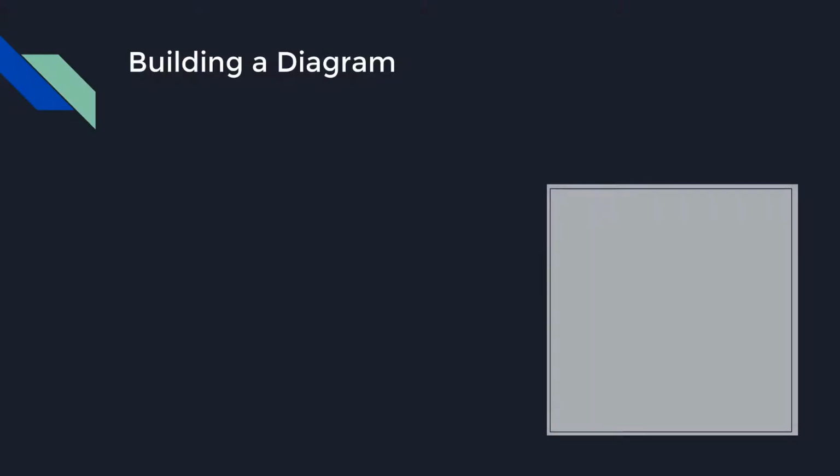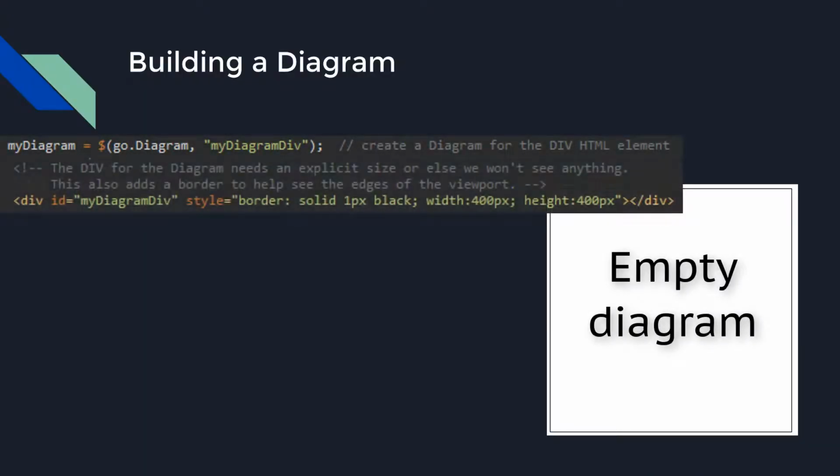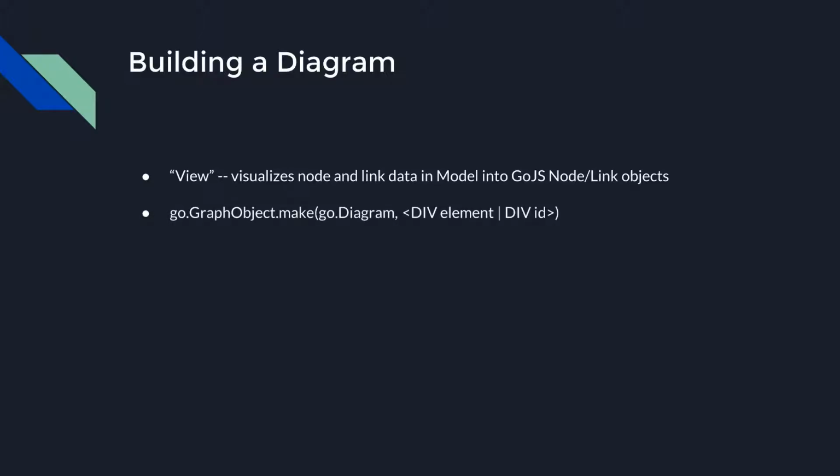A GoJS diagram is a JavaScript object in memory associated with an HTML div element that has been given an explicit size. Diagram is not a DOM element. A diagram acts as a view. It visualizes its model's data using GoJS node and link objects. Creating a diagram associated with a particular div element is normally done with a call to go.GraphObject.make with the parameters go.Diagram and the div element ID.